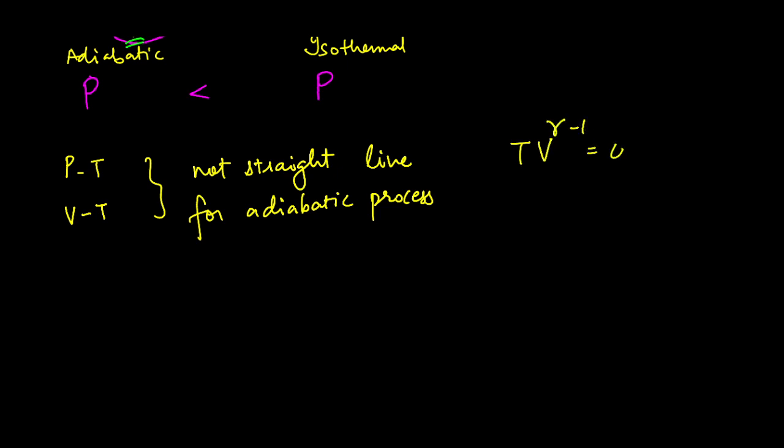યાદ છે આ relation? TV raised to gamma minus 1 is constant. So you can see this is not a linear equation. I hope everyone understands that this is not linear equation. So linear equation ન હોય તો graph straight line ન જ આવે. Okay, so just like that it would be for PT also. Fine. So that's it, right? Okay, so let's go to one more thing related to graphs.